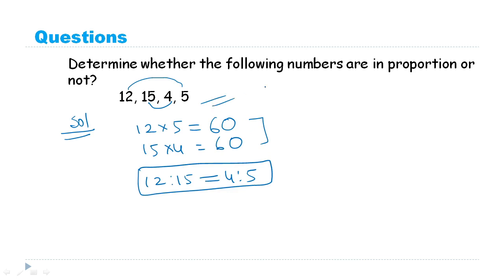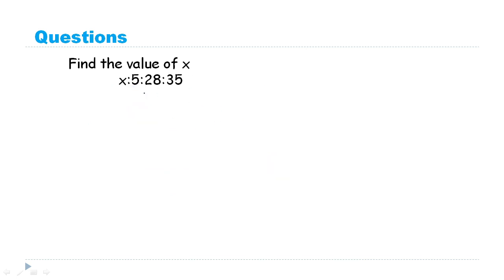Okay, so next one, find the value of x when we have... this question has a little bit of a mistake.